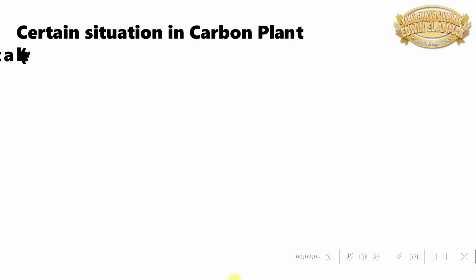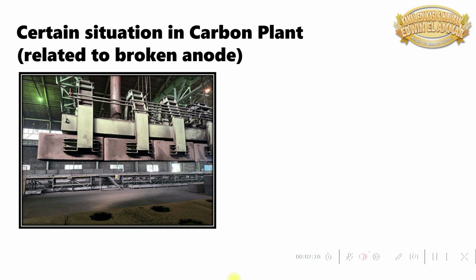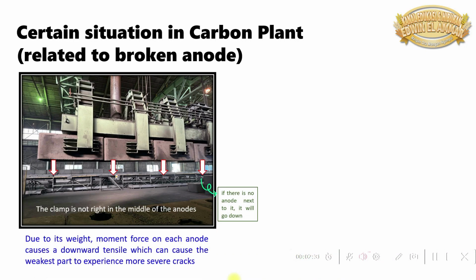Certain situation in carbon plant, related to broken anode. The clamp is not right in the middle of the anodes. If there is no anode next to it, it will go down. Due to its weight, moment force on each anode causes a downward tensile which can cause the weakest part to experience more severe cracks.